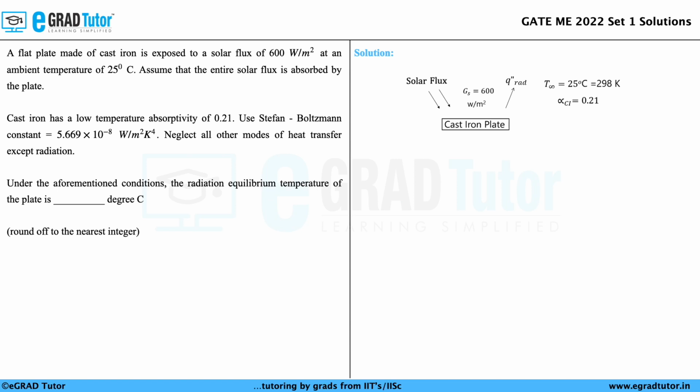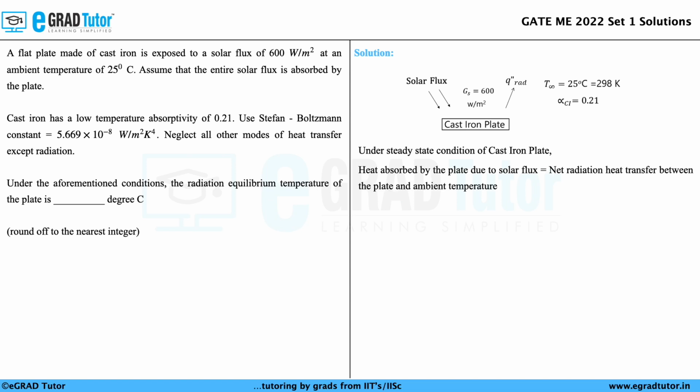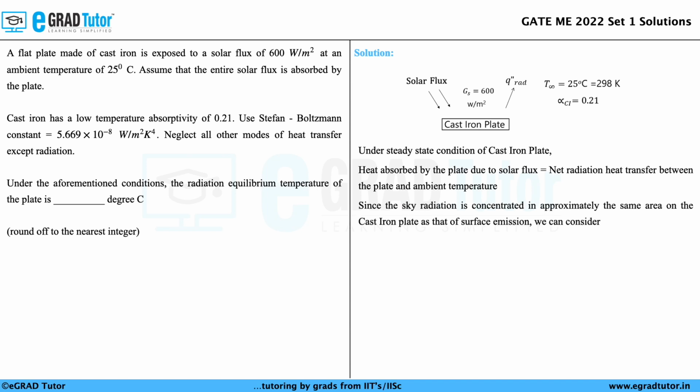Now, analyzing this condition, under the steady state of the cast iron plate, it is important to note that the heat absorbed by the plate due to solar flux is equal to the net radiation heat transfer between the plate and ambient temperature. Since the sky radiation is concentrated in approximately the same area on the cast iron plate as that of surface emission, we can consider the absorptivity of the cast iron plate, alpha Ci, to be equal to the emissivity of the cast iron plate, which is 0.21.